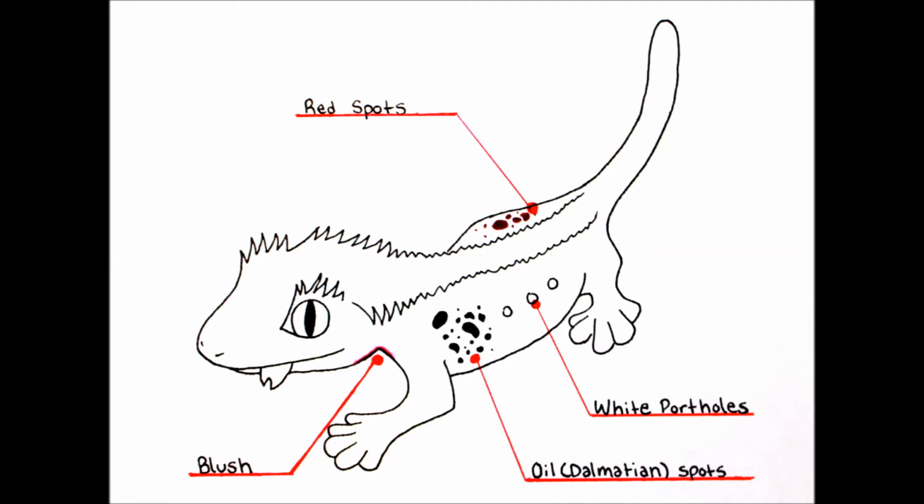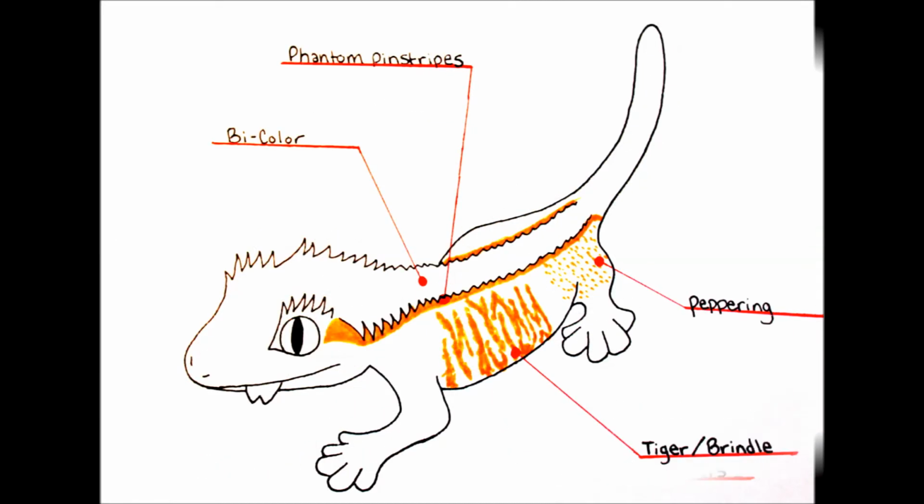Now let's talk about traits. Here we have a patternless gecko with several traits drawn on it. Crested geckos can have patterns and traits. A single crested gecko could have multiple traits or none at all. Oil spots are a very common trait. In order for a crested gecko to be considered a Dalmatian, it has to have 50 or more oil spots.